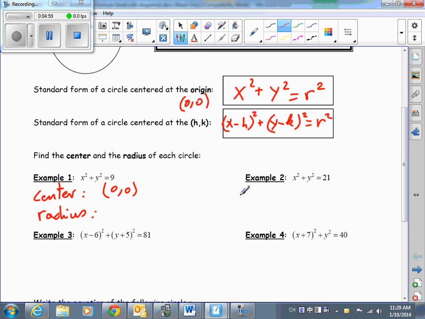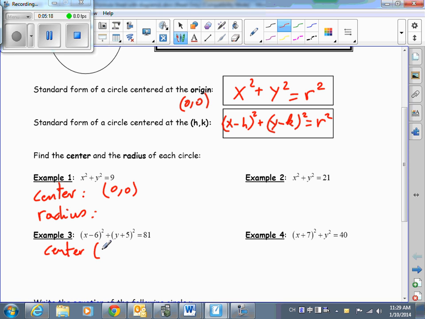So let's look at example 3. I'm jumping around. For example 3, who knows what the center would be? This is actually for Brennan. 0, 0. Example 3. Yeah. Remember, HK is the center.